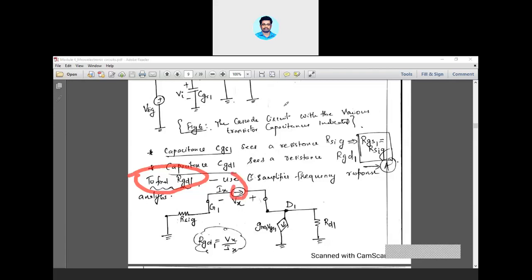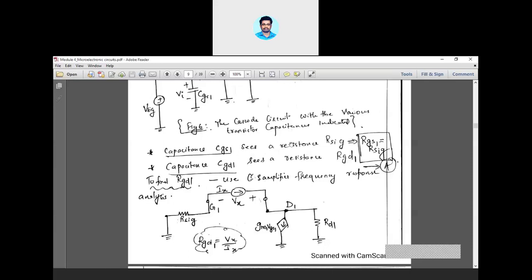Okay, so whatever the capacitance we have across this gate and drain, we will remove that, and then we will be connecting a voltage source across these two terminals. Understood?